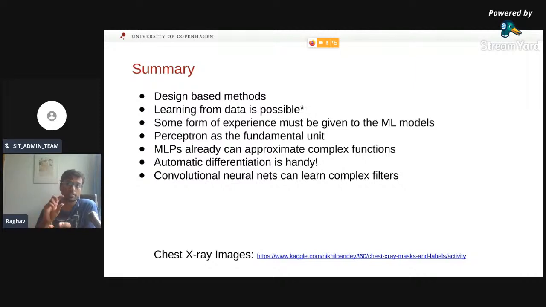The perceptron is sort of the digital equivalent of a single neuron. Then we looked at the multi-layered perceptron, also called the feedforward neural net. They are very, very powerful and flexible, and I really like them. That's what I call MLPs, multi-layered perceptrons. Training the model is done using automatic differentiation, which is how you do the backpropagation algorithm. And CNNs can learn complex filters, as I showed, which can learn lungs, for instance.